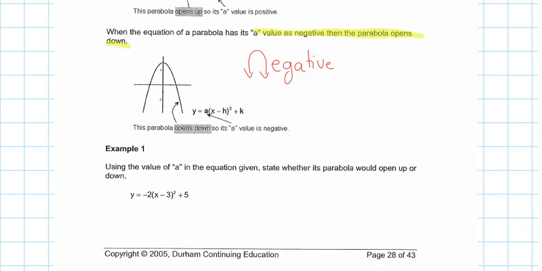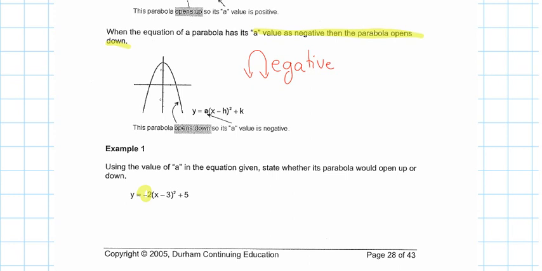So if I'm looking at this equation, which number represents the value of A? Which number is A? Negative 2. So you see that number that comes up at the beginning of the equation, outside the bracket? That represents the A value. In this case, the A value is negative 2. So which way does the parabola open?